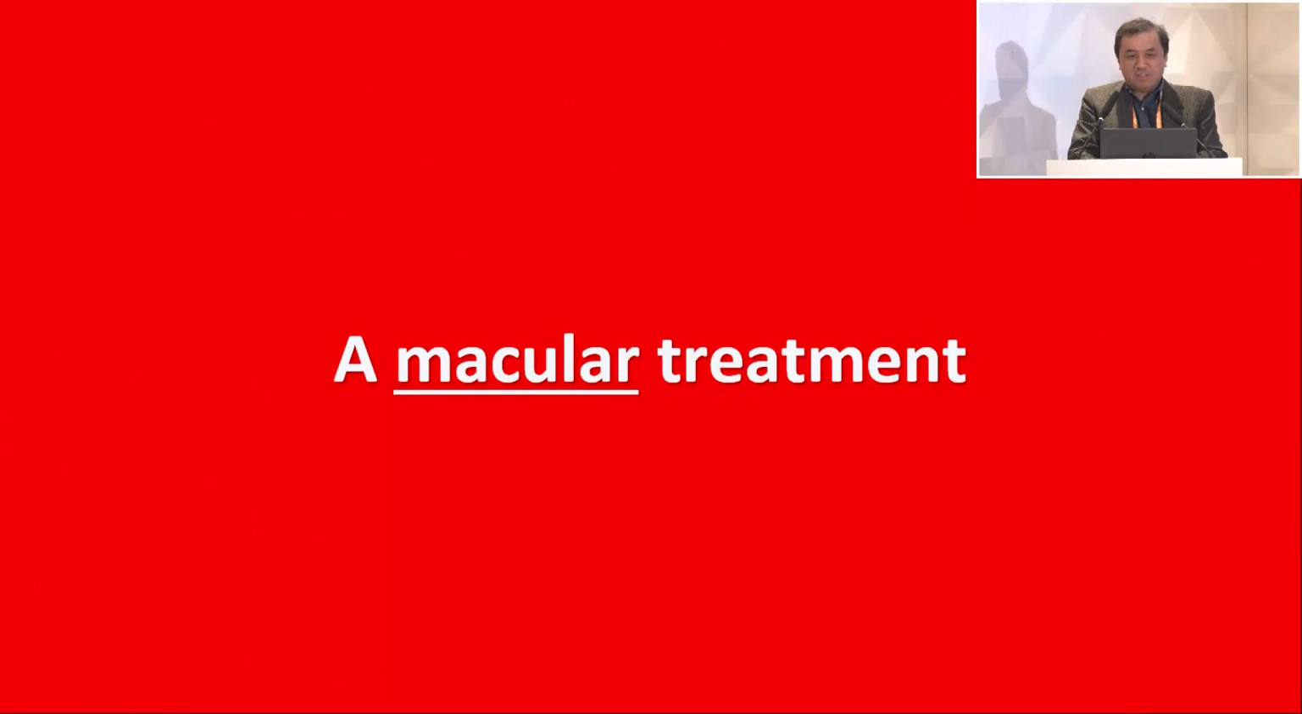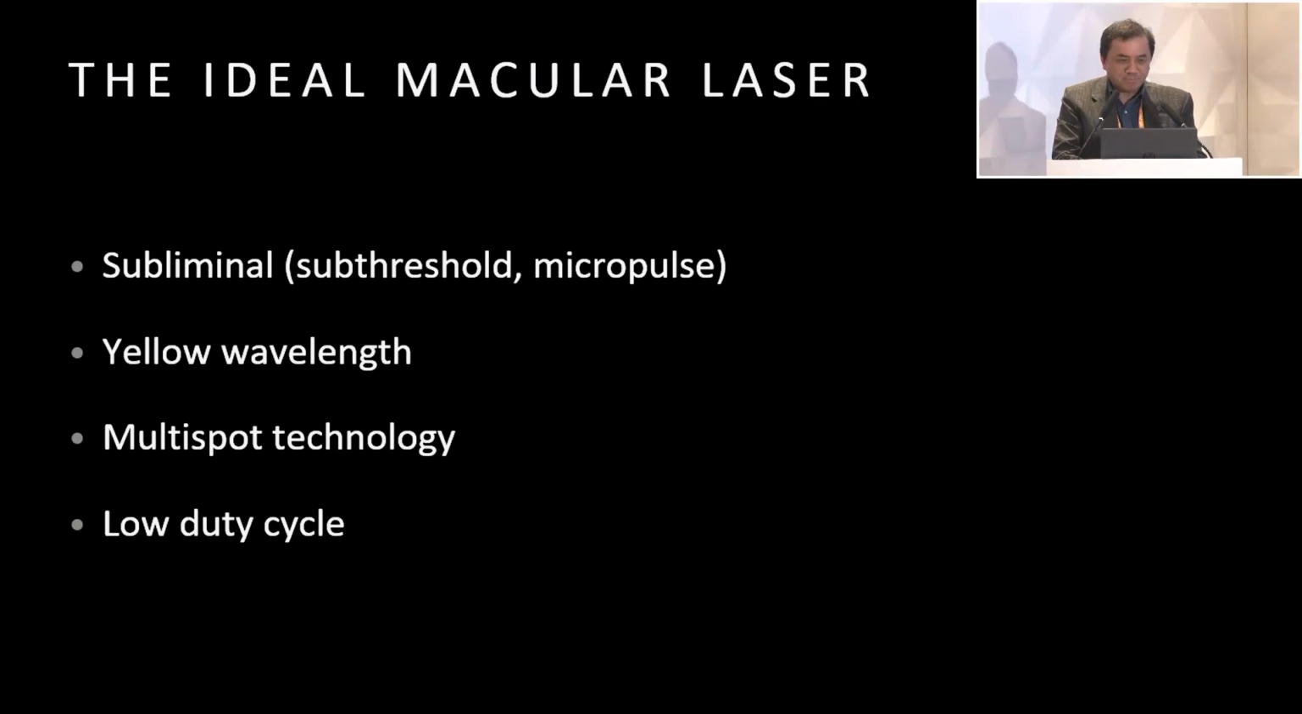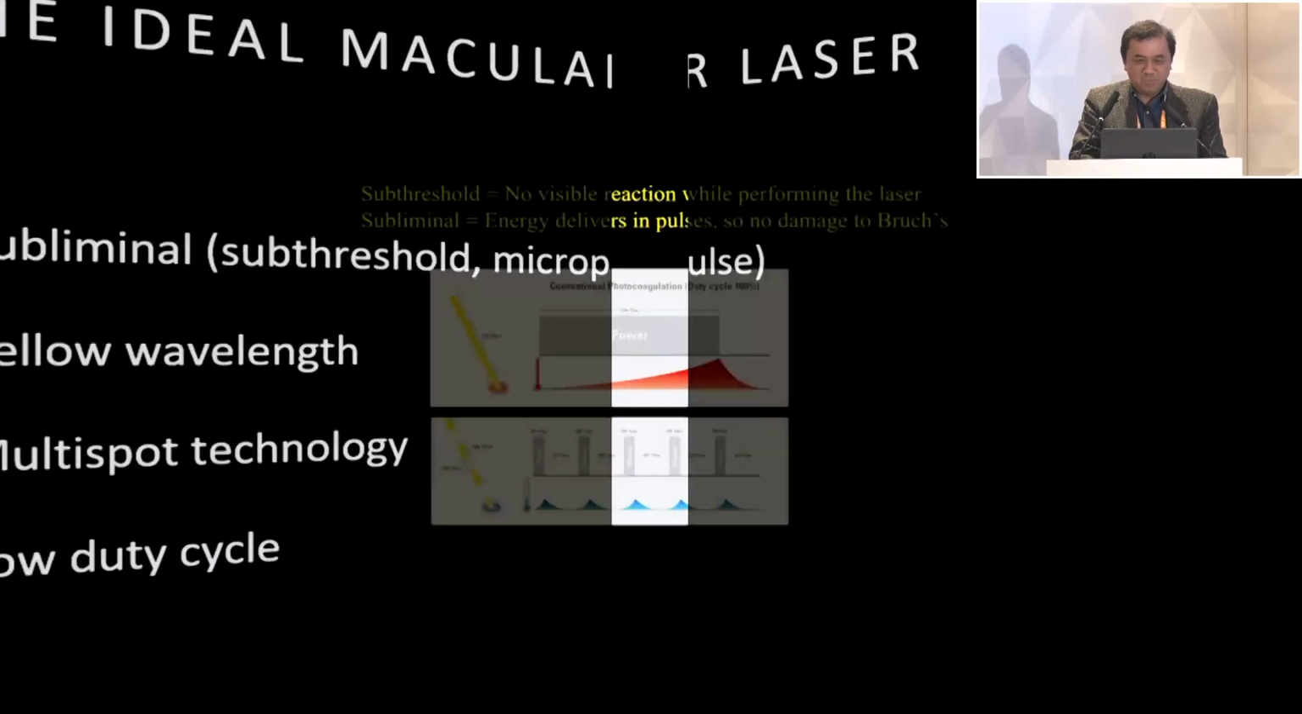Remember that this is a macular treatment. So we're not talking about doing PRP with micropulse or anything like that. The idea is just to treat the macula because we want to avoid iatrogenic damage to the macular area. The ideal macular laser, in my opinion, is that it should be micropulse or subliminal. The wavelength is important. We prefer the yellow, and also have the multi-spot technology or have the patterns. And also it has to have the ability to have the low duty cycle.